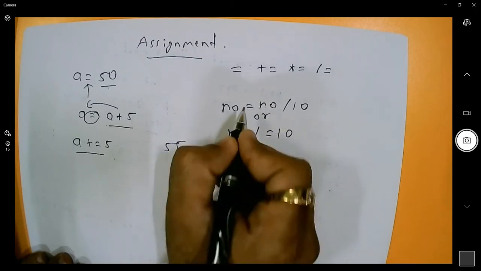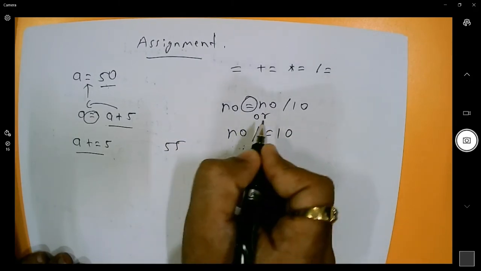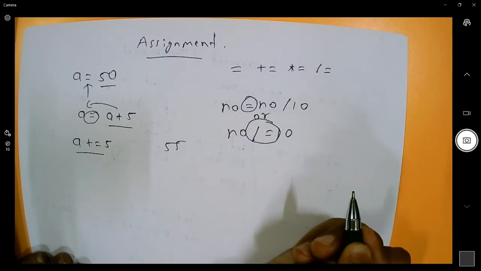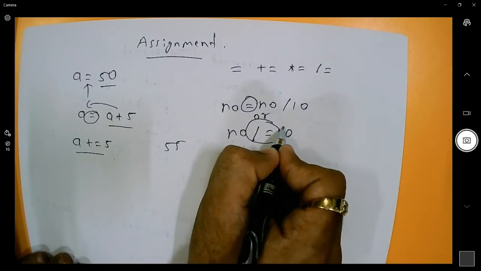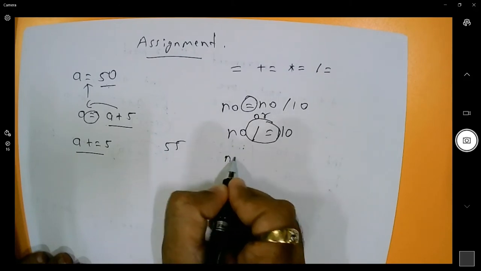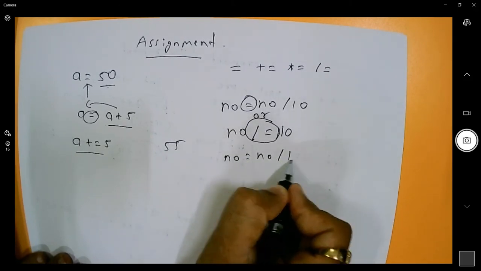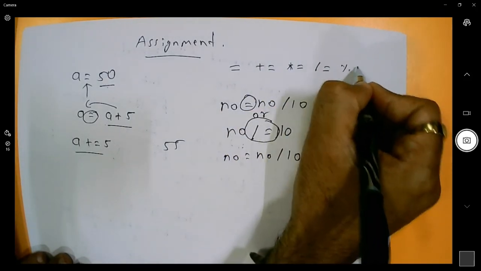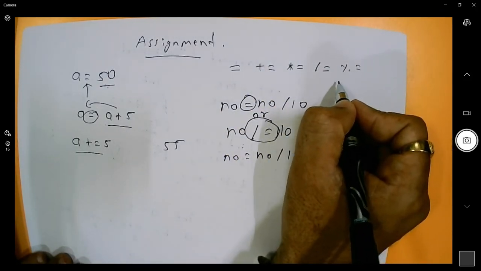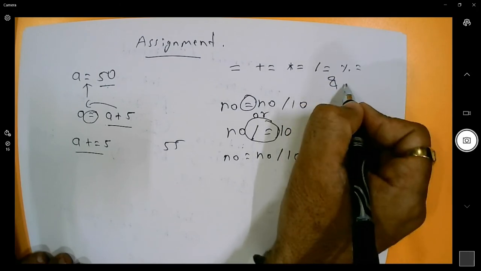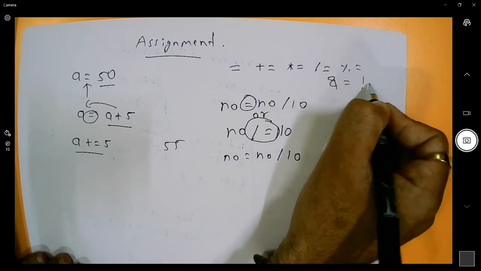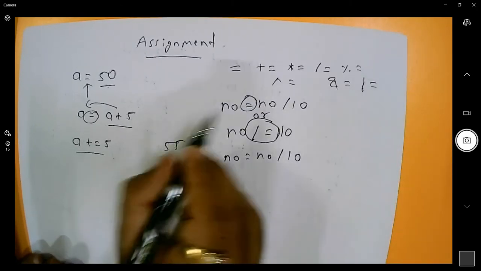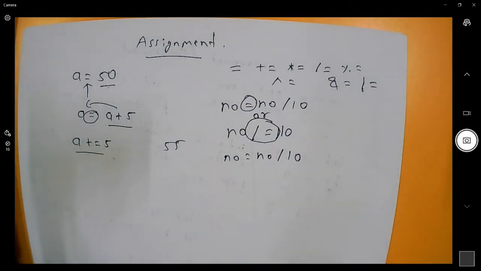Then you can say this equal to is also an assignment operator, and this divide equal is also known as an assignment operator. Divide equal means number equal to number divided by 10. So divide equal, multiply equal, modulo equal. You can even use the bitwise operators like ampersand equal, or equal, XOR equal. So these all are known as assignment operators.